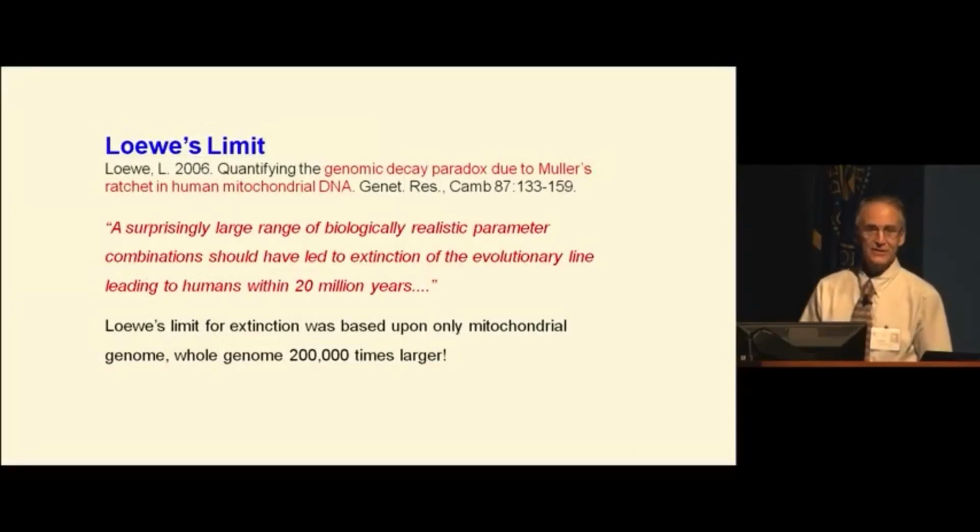So Lowe is a scientist who took that issue and analyzed it in terms of just human mitochondrial DNA, an infinitesimally small part of the human genome. And he concluded that a surprisingly large range of biologically realistic parameter combinations should have led to the extinction of the evolutionary line leading to humans within 20 million years. Well, most of us aren't too worried about how much we're going to degenerate in the next 20 million years.